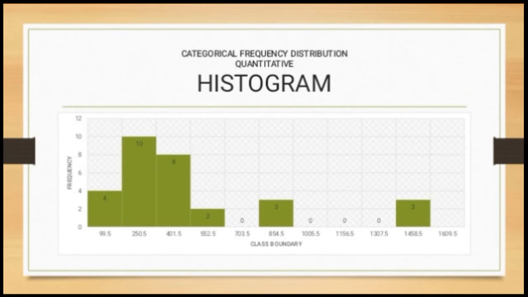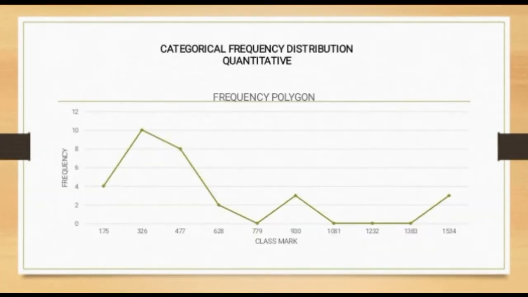This graph that we use for a quantitative variable is the frequency polygon. On the y-axis, we use the data of frequency. On our x-axis, we use the data of class mark. At the class mark of 175, we have a frequency of 4. At 326, we have a frequency of 10. At 477, we have a frequency of 8. At 638, we have a frequency of 2.